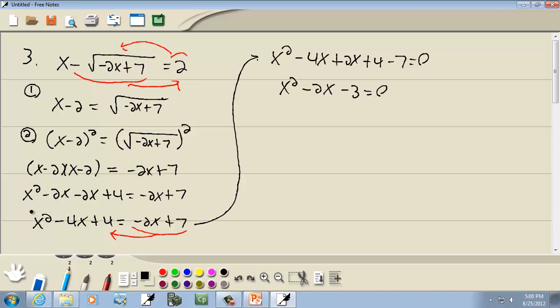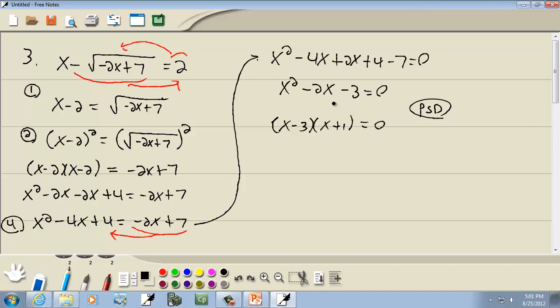Okay, this was where we started here. This is step 4, solve for x. Well, this factors. This is the PSD method. X squared, x, no x, and there's no number in front of our x squared. So it factors as x minus 3 times x plus 1 equals 0.